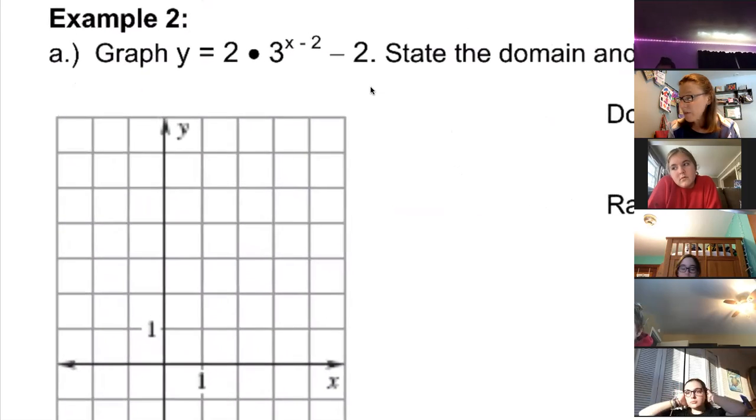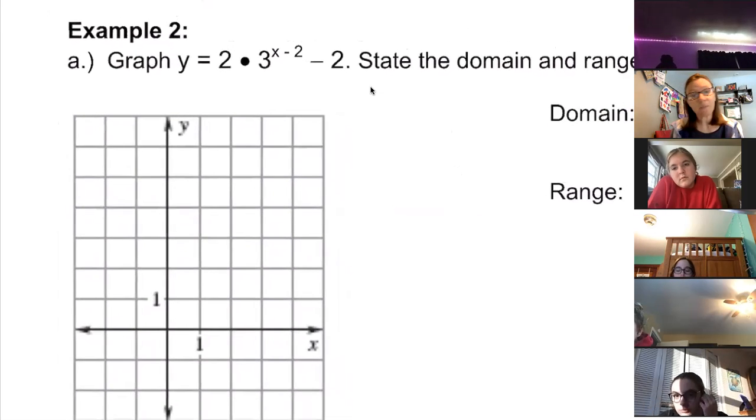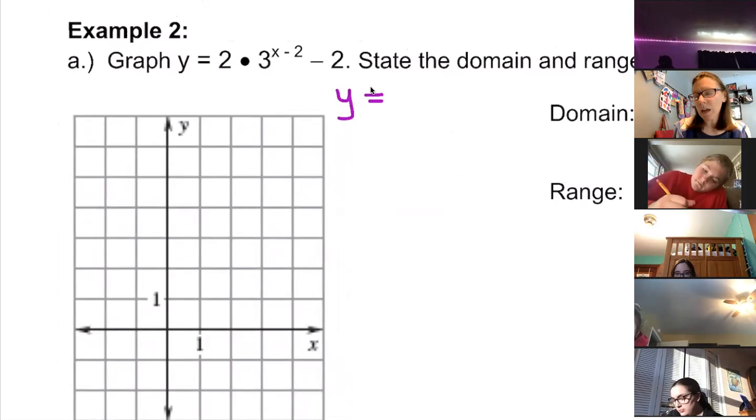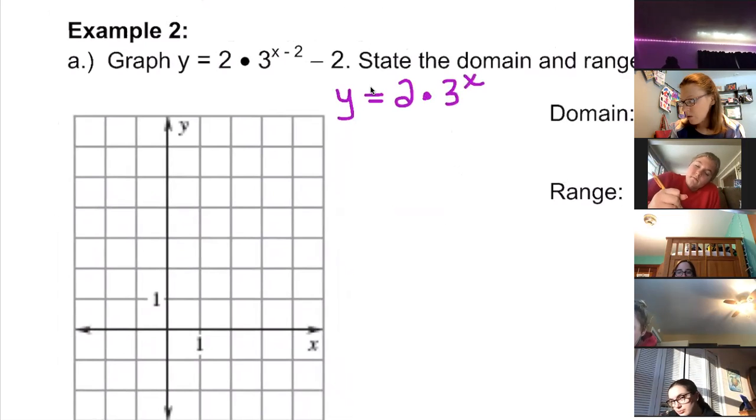So if you look at the graph for example 2a, we're going to try and graph this equation. We have y equals 2 times 3 to the x minus 2 and then minus 2. To graph this, we're actually going to graph 2 functions. The first function we're going to graph would be the basic function without the shift. So I'm going to graph the 2 times the 3 to the x. So right now we are ignoring the -2 and the -2. We're going to ignore that for a moment.